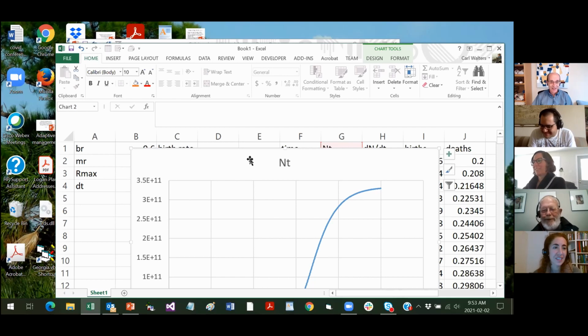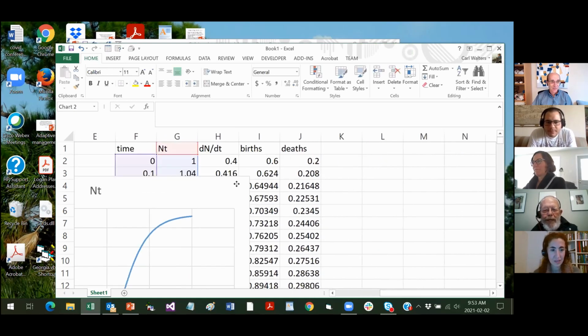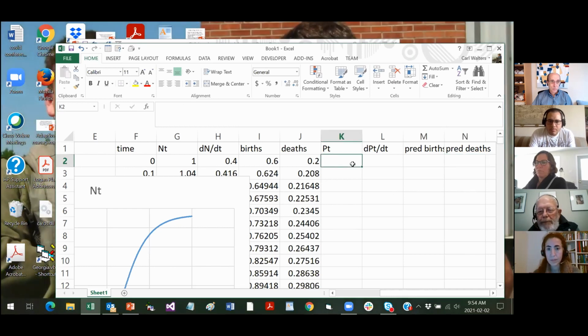Vaccinate it by putting in a predator and see how a predator would affect it. So now to do this, let's go over here to the right of where we had the population. And I'm going to put in now another variable called PT for number of predators. And I'm going to predict the rate of change of predators over time. And I'm going to do that by having predator births and predator deaths. Same basic thing that we did with the other one. And I'm going to set some initial predator population here.